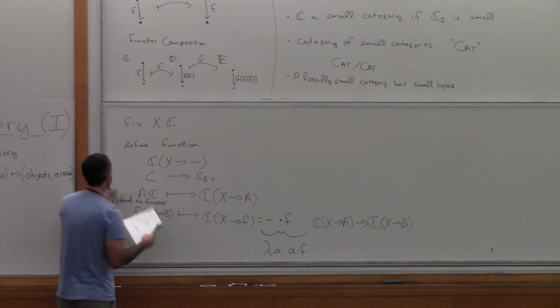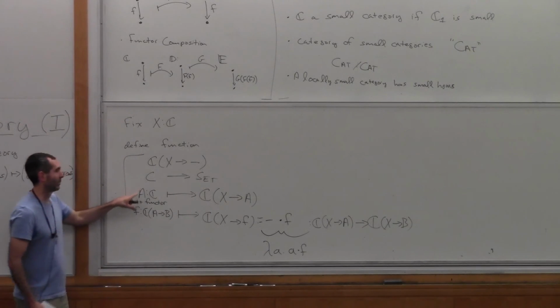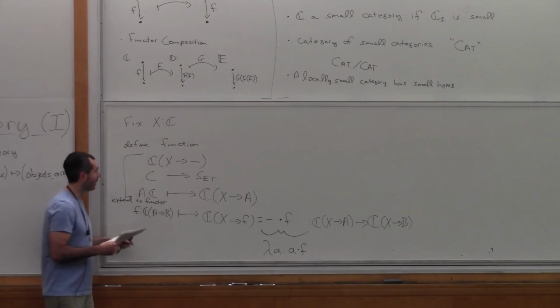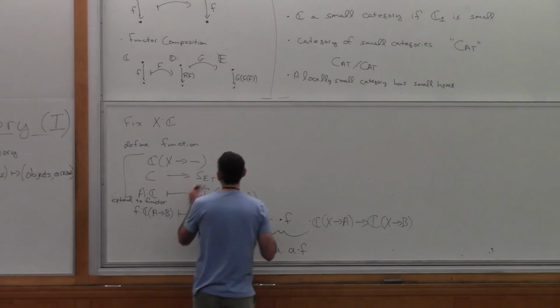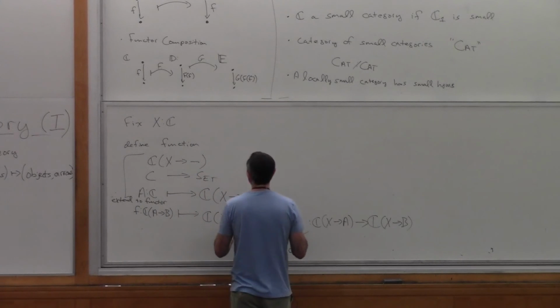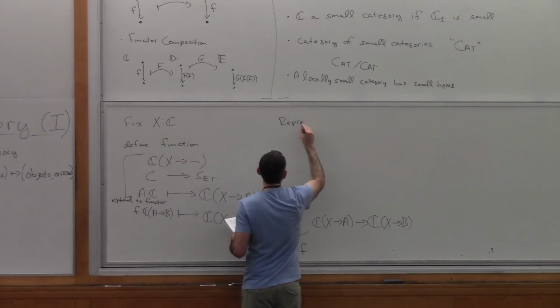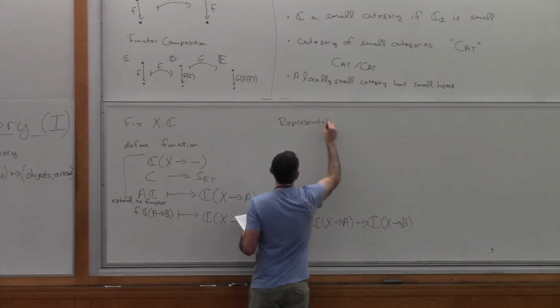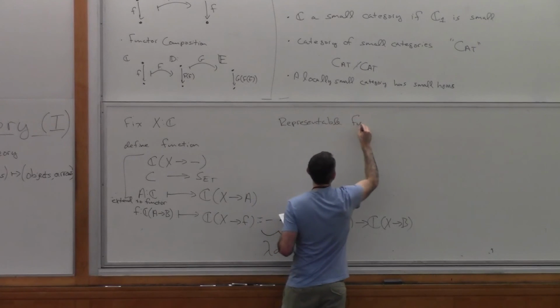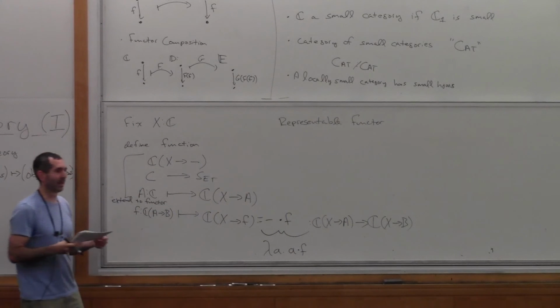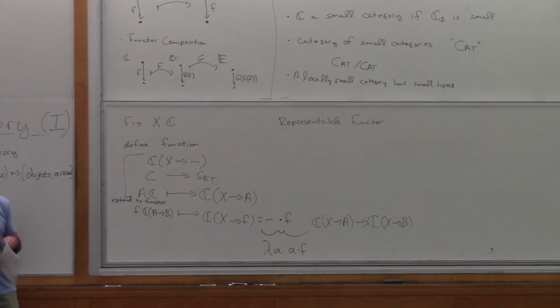This part up to here was the function map. It told us what to do with objects. But to make it a functor, we had to say what to do with arrows too. Such a functor is called a representable functor, and X is known as the representing object, or the representative, of the functor.